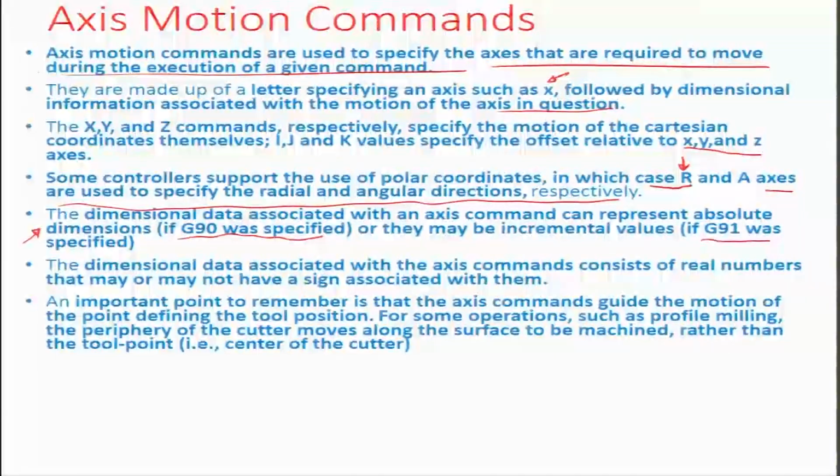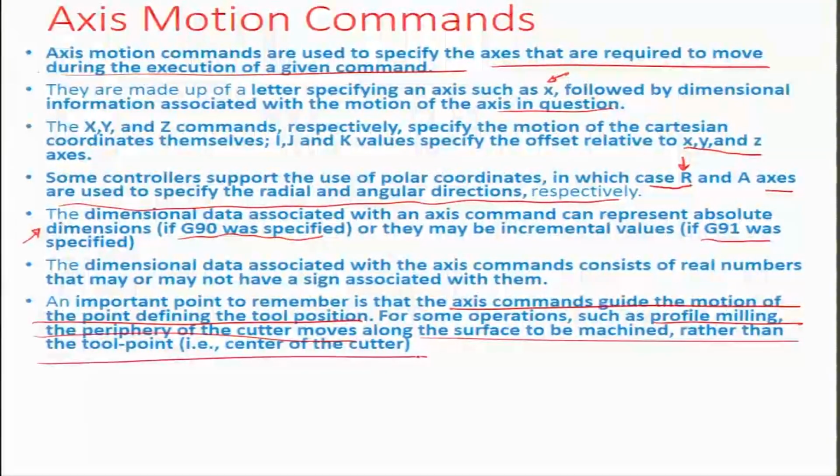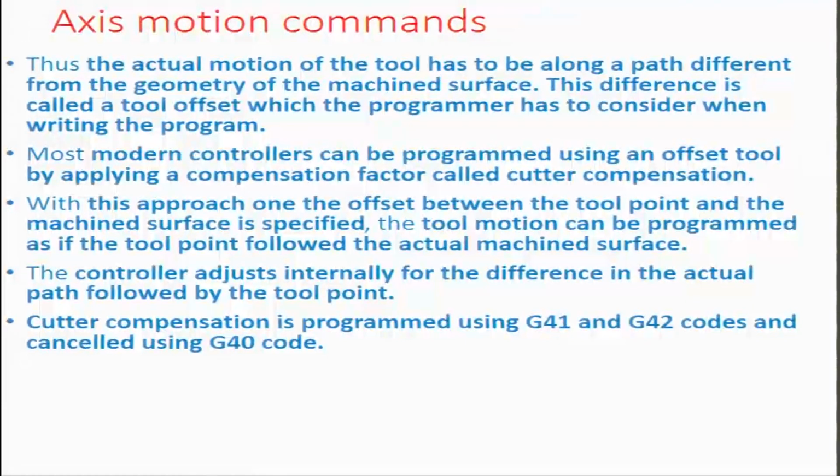An important point to remember is that the axis commands guide the motion of the point defining the tool position. For some operations such as profile milling, the periphery of the cutter moves along the surface to be machined rather than the tool point, the center of the cutter. So one has to be careful of the cutter compensation and other aspects when you program such particular motions. Obviously, because of the radius of a circular tool, the actual motion of the tool has to be along a different parallel path from the geometry of the machined surface. This is typically known as a tool offset, because you are assuming that you are sitting as a programmer at the center of such a circular disc which has edges which are starting to engage with the workpiece and perform cutting action, etc.